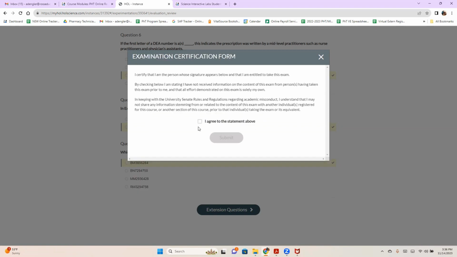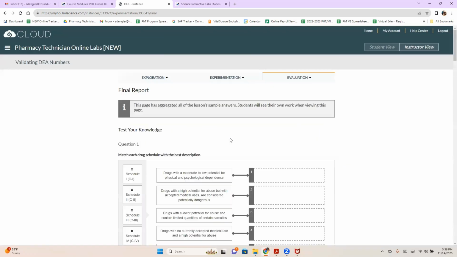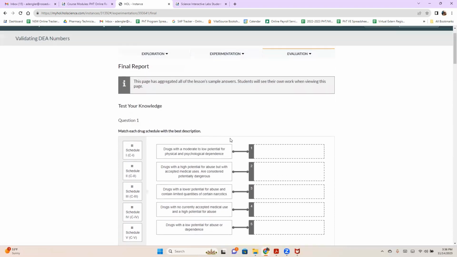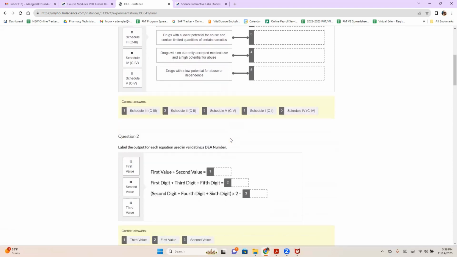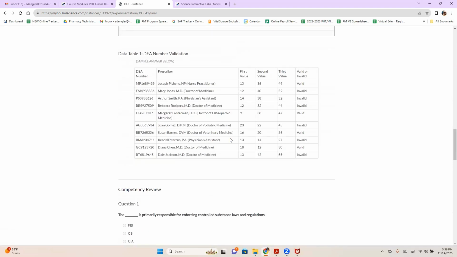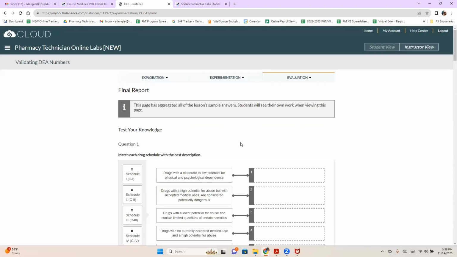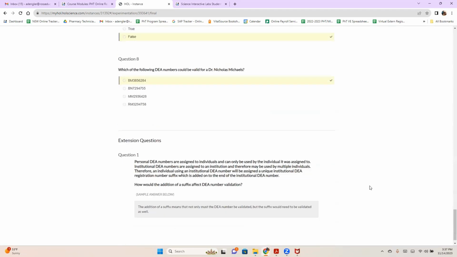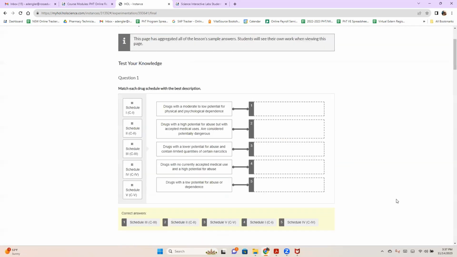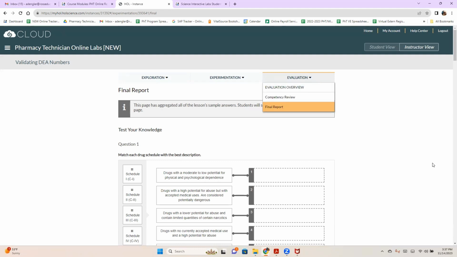So we're going to hit next. We're going to do agree. I agree with the statement above to submit it. And you see all of your answers again. And then you should be able to go all the way to where you submit and agree that you are submitting it for final evaluation.